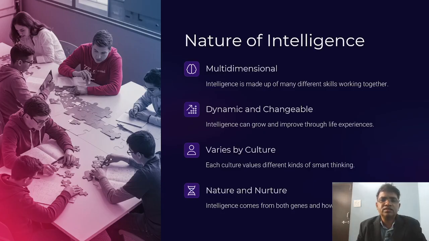Nature of intelligence. There are four types: multidimensional, dynamic and changeable, varies by culture, nature and nurture. So what is multidimensional intelligence? Intelligence is made up of many different skills working together. Dynamic and changeable: intelligence can grow and improve through life experiences. It varies by culture: each culture values different kinds of smart thinking. Nature and nurture: intelligence comes from both genes as well as how we are raised.